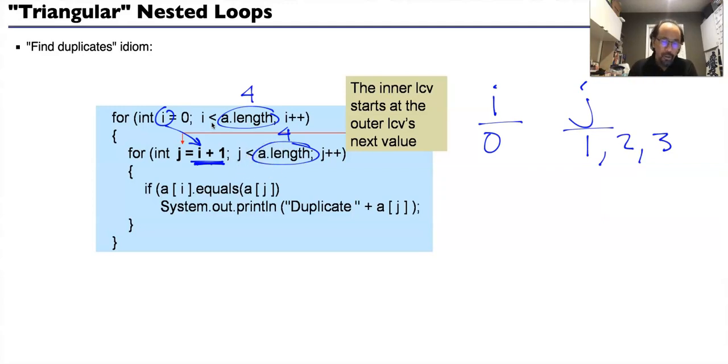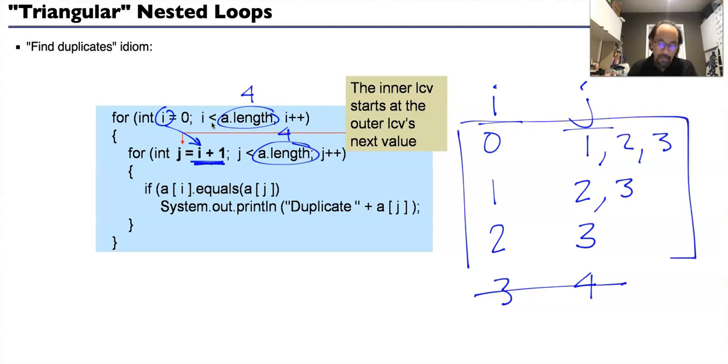Then we go back to the outer loop, increment i to 1, and j this time will be 1 plus 1. So j will start with the value 2, then it'll go to 3. Then i will go to the value of 2, and you can see that this will start at 3, and then that's it. And then i will go to 3, and j will go to 4. But the interesting thing here is that j will start at 4, but 4 is not less than 4, so the statements inside the for loop don't even get executed. So in a sense, this doesn't really happen. All that happens is this stuff right here.